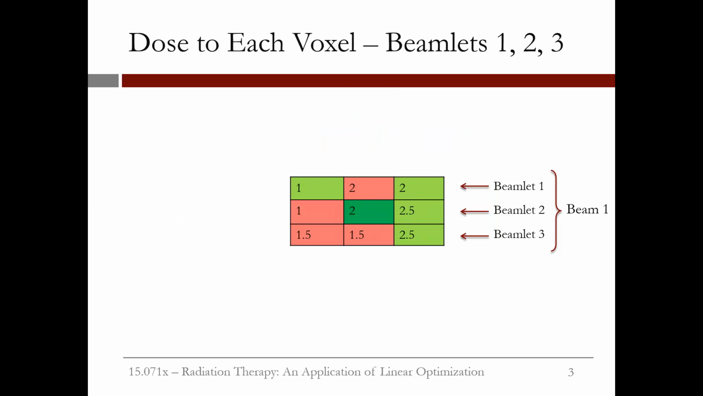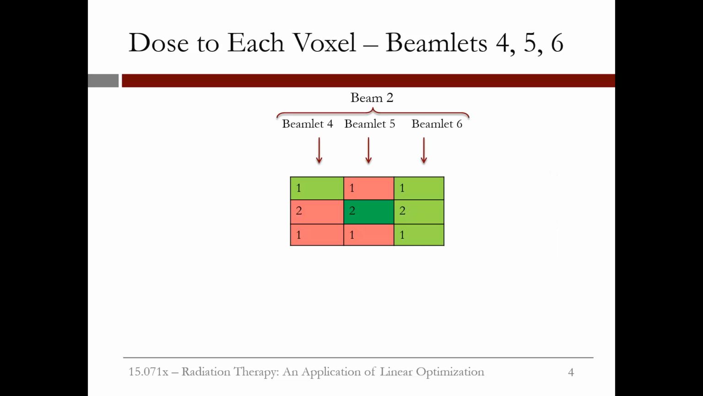We know the dose that each beamlet gives to each voxel at unit intensity. This table shows the dose that each beamlet in beam 1 gives to the voxels. Remember that this is at unit intensity. If we double the intensity of the beamlet, we double the doses. The dose to each voxel can depend on how far the beamlet has to travel or the type of tissue that the beamlet has to travel through. Similarly, we know the dose that each beamlet in beam 2 gives to each voxel, again at unit intensity. The dose depends on the direction of the beam and what it travels through.